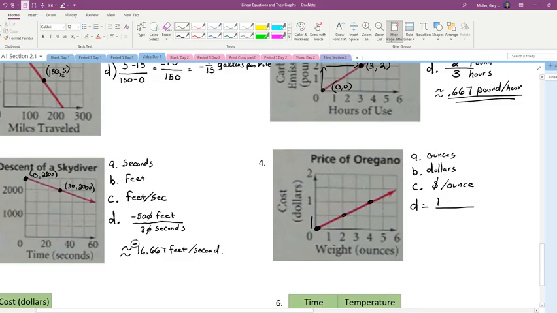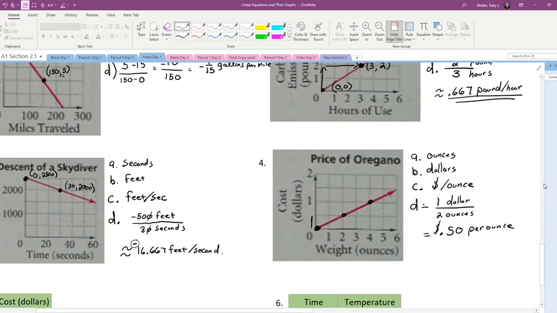So I went up $1 and over 2 ounces. And so that would be 0.5 dollars, so 50 cents per 1 ounce. 50 cents per ounce. $1 for every 2 ounces. Divide that out for the unit rate, 50 cents per ounce.